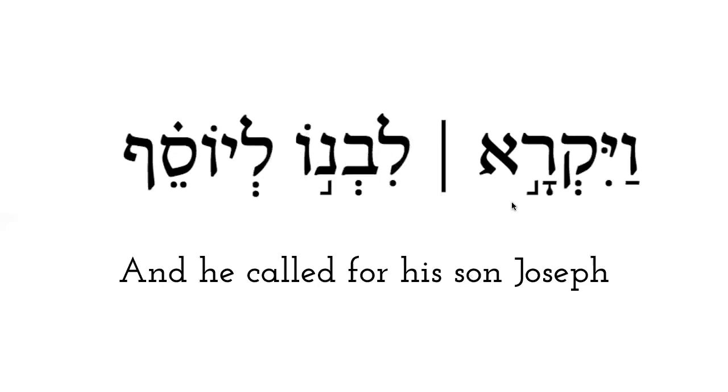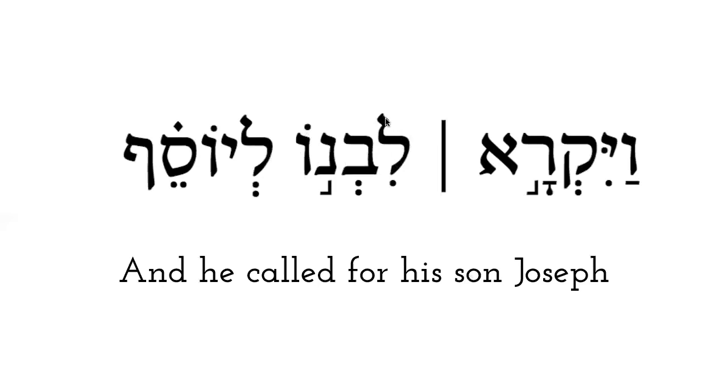And remember, yikra is, and he will call. The presence of the vav makes it perfect tense, so it's vayikra. It's, and he called. Because of this vav, it flips the tense of this verb right here. So, and he called, okay?